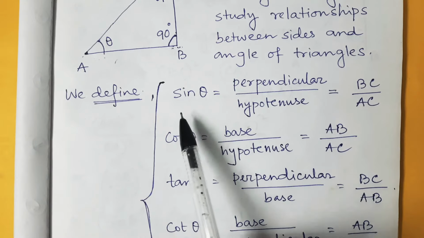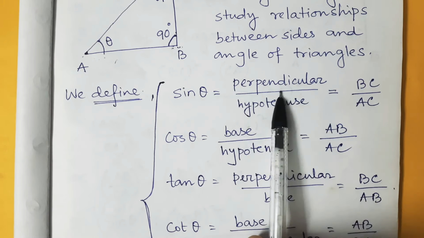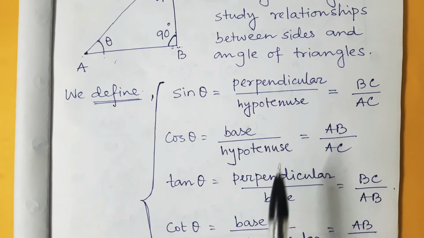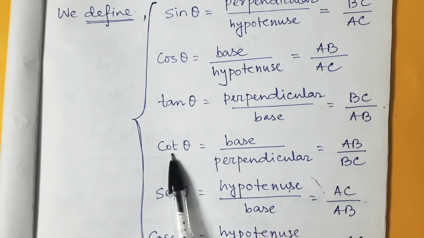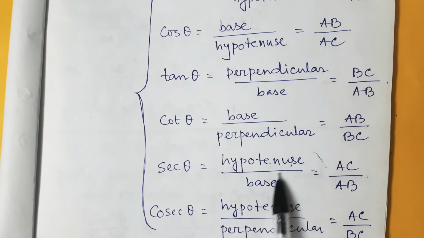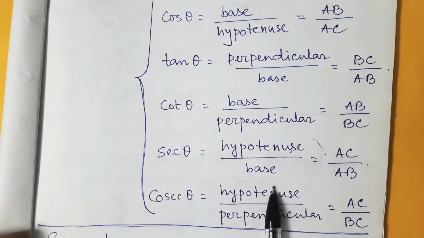We define sin theta equal to perpendicular by hypotenuse. Similarly, cos theta equal to base by hypotenuse. Tan theta equal to perpendicular by base. Cot theta equal to base by perpendicular. Sec theta is hypotenuse by base. Cosec theta is hypotenuse by perpendicular.